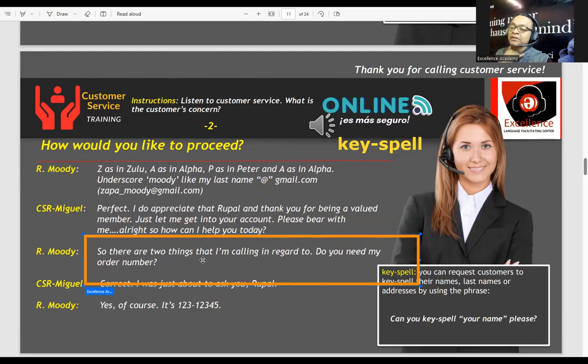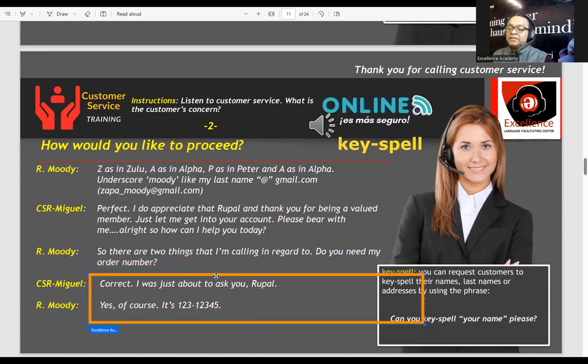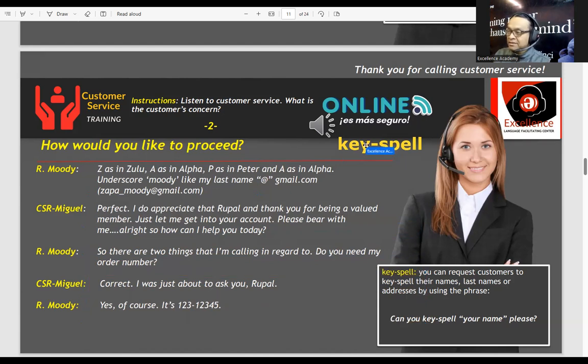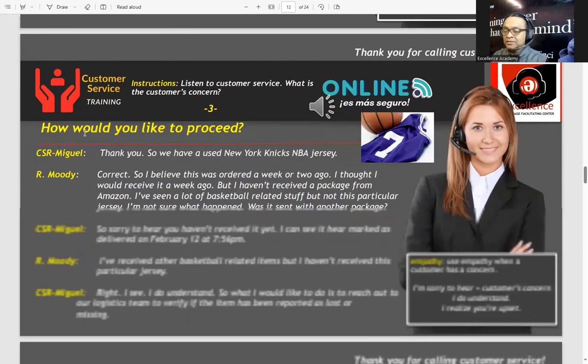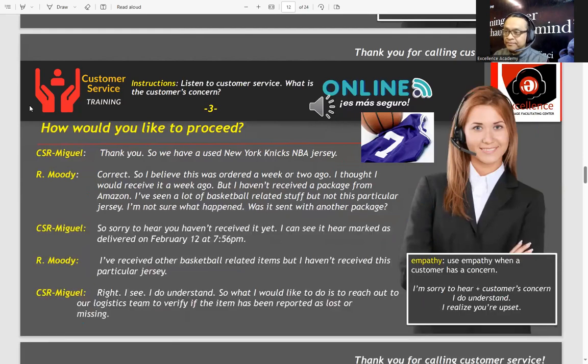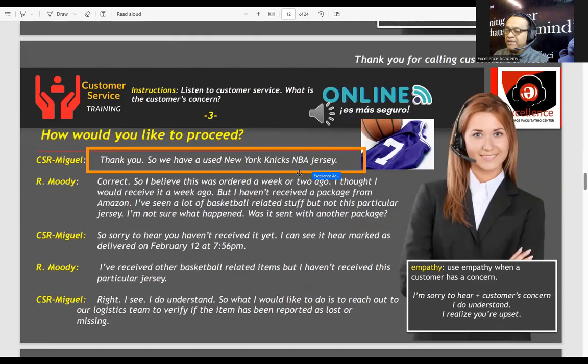Customer continues by saying, there are two things I'm calling in regard to. Do you need my order number? So then the agent requests the order number, which is associated with her order. This is still verification because this customer probably has ordered several things, so he wants to make sure that he's talking about the correct order. Then after that, he can see that she's talking about the NBA New York Knicks jersey.